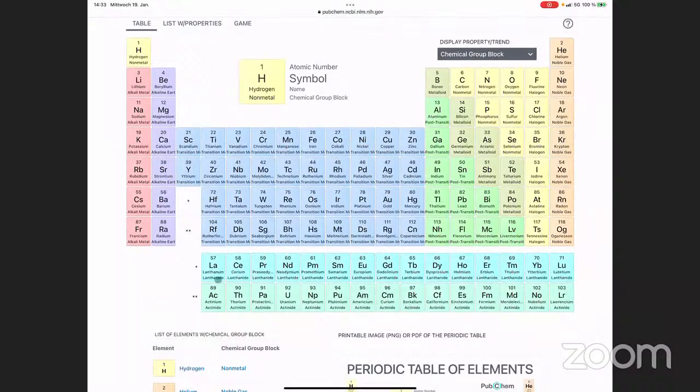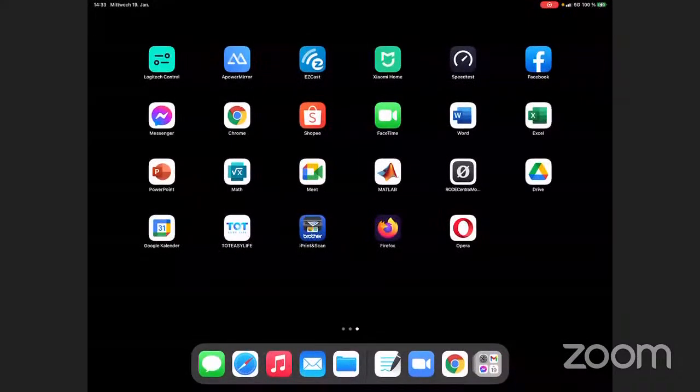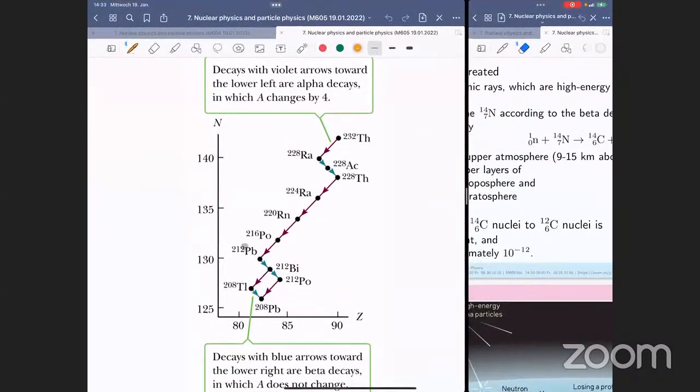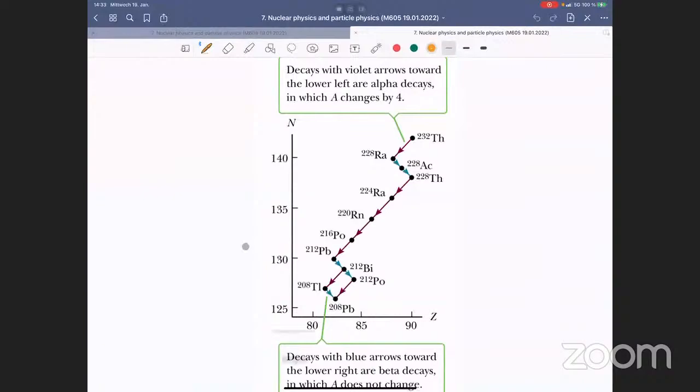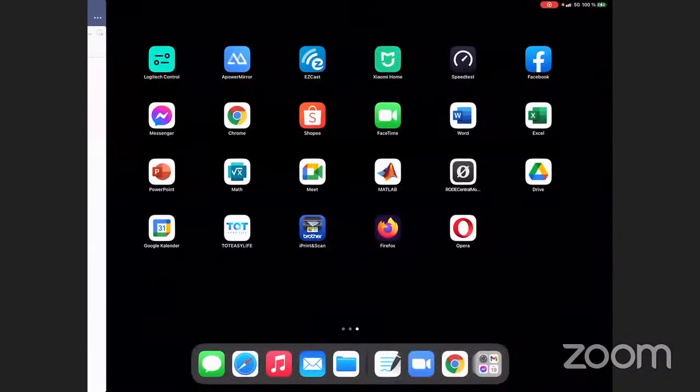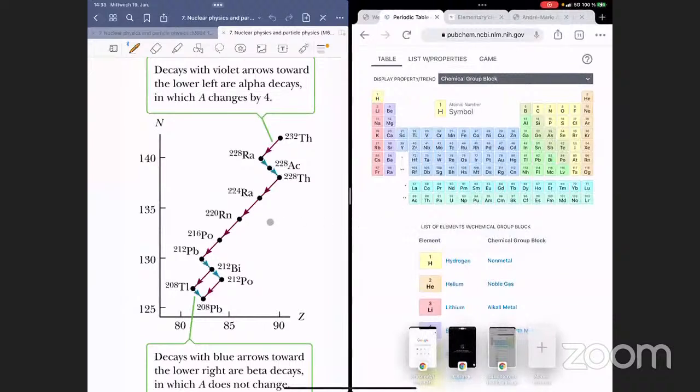Radium to actinium 228, AC. Where is that? Where is AC? Thorium? Not thorium yet. Radium is here.